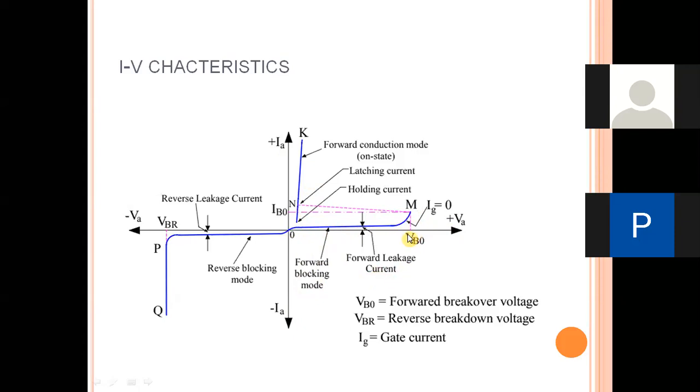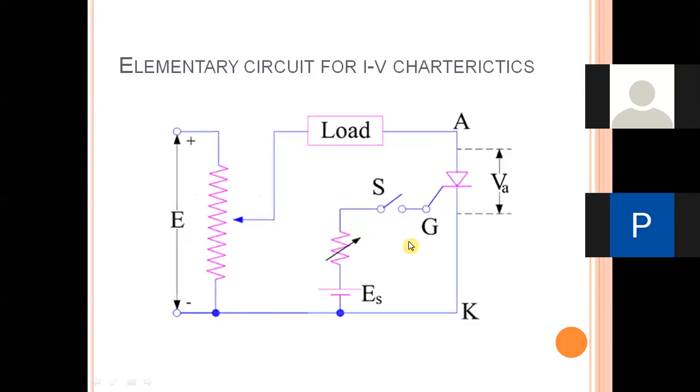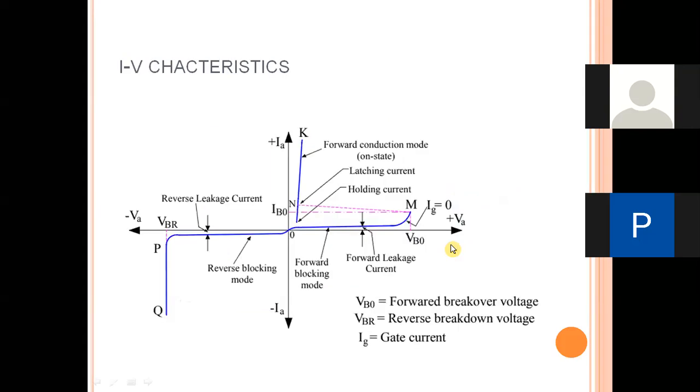Whenever you increase the voltage, at a particular value of voltage, the reverse bias junction J2 of this device is going to break down. As this junction breaks down, you are going to have a large current flow through the device. From point O to this point, there will be a small amount of leakage current. At this particular point, the reverse bias junction goes to breakdown.